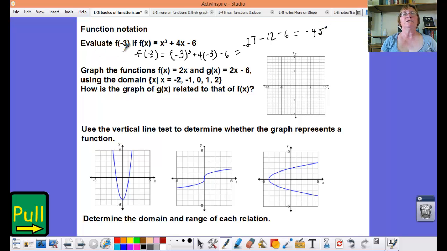Okay. Function notation just says use this value in place of x. So wherever x was, we put a negative 3.